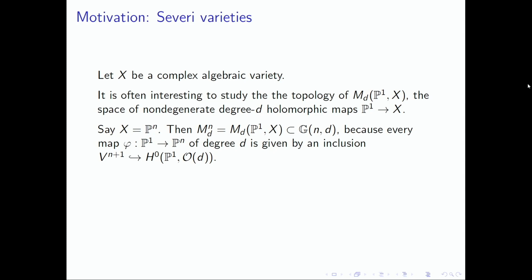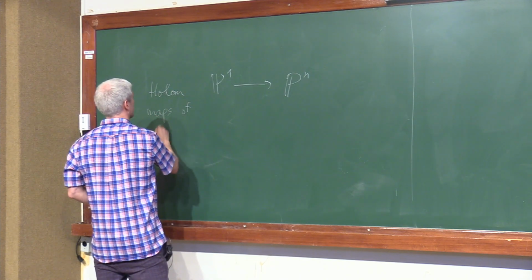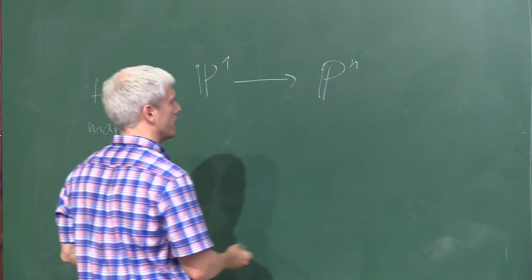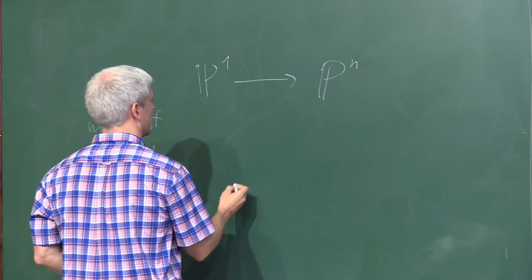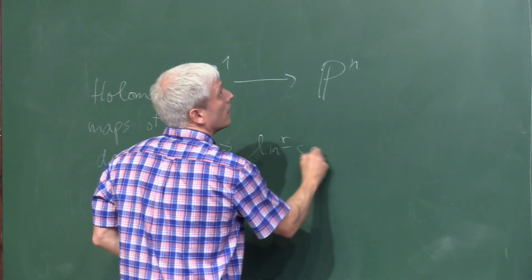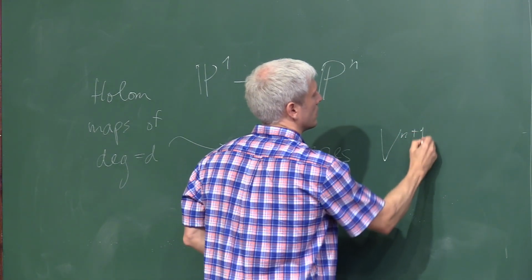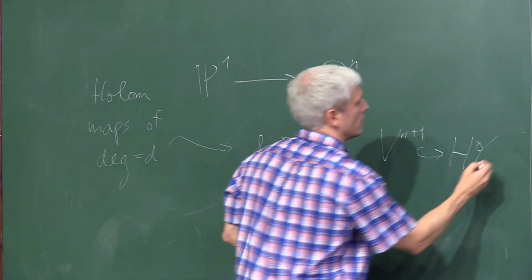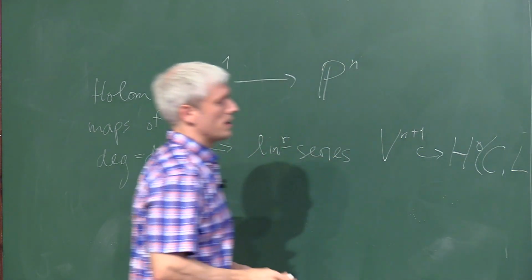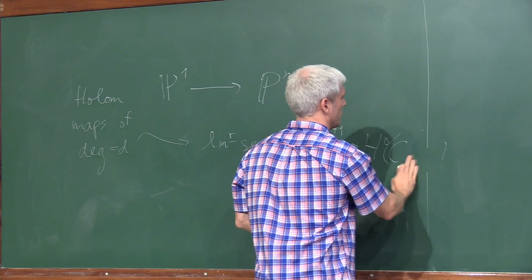So we have holomorphic maps of degree D, which are encoded by linear series, which are parameterized by these inclusions, where LD is some line bundle of degree D. In fact, in this case where the variety is P1, it's just O(D).